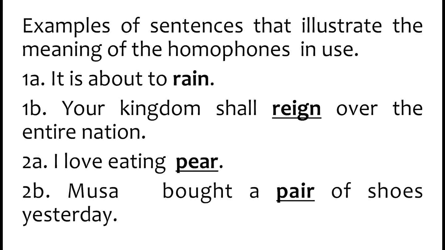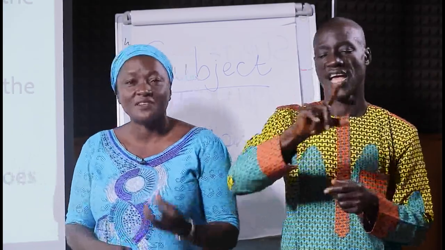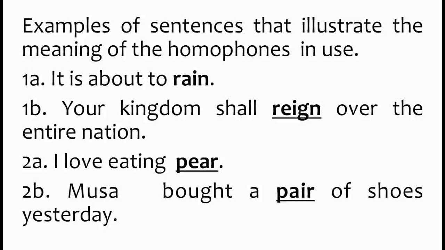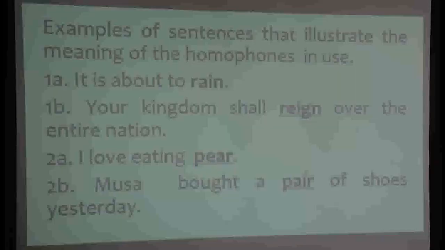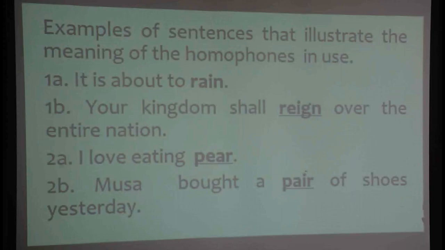2, I love eating pear. I love eating pear. Pear here, P-E-A-R, is a fruit. B, Musa bought a pair of shoes yesterday. That's talking about two things brought in a group, a pair, two. Musa bought a pair of shoes yesterday.